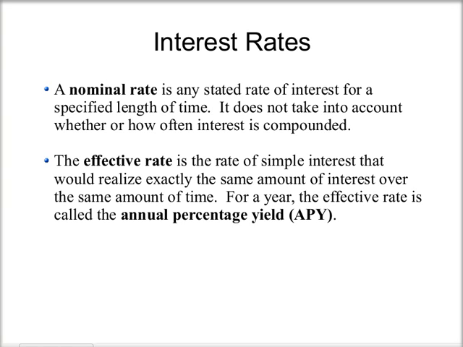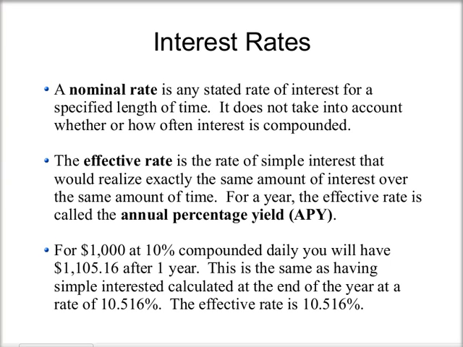The effective rate is the rate of simple interest that would realize exactly the same amount of interest over the same amount of time. So that is the simple interest rate that would give me the same amount of money at the end. For 1 year, the effective rate is called the annual percentage yield, and you'll often see the annual percentage yield, or APY, given when you're looking into different types of accounts to invest in.